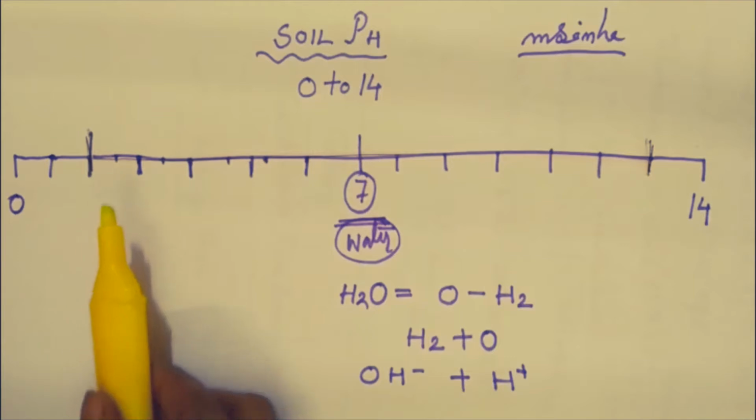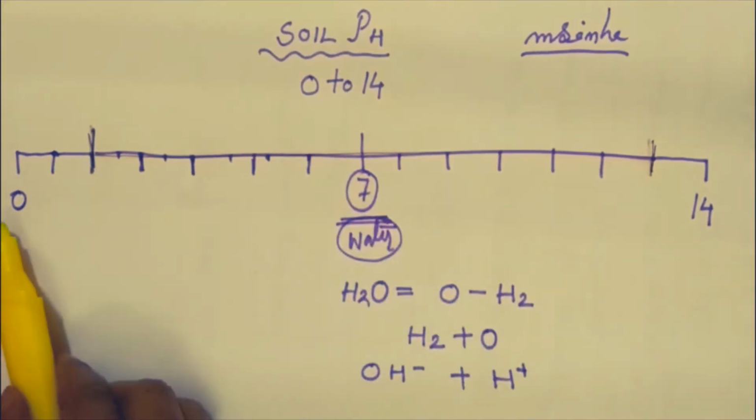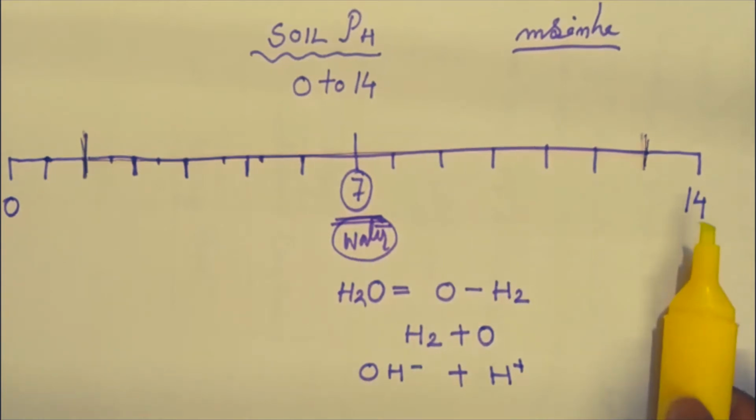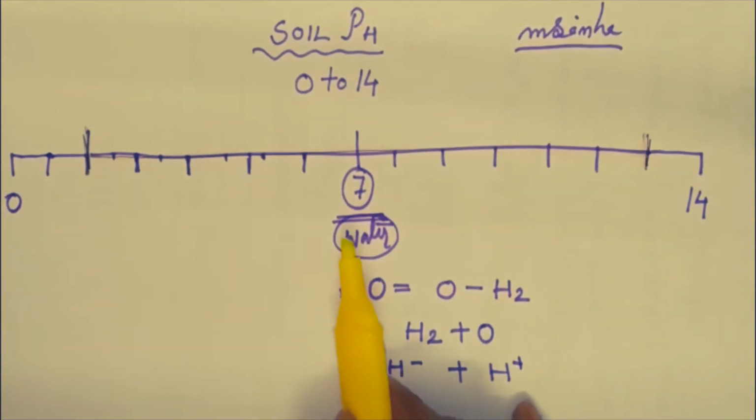Normally the pH scale goes from 0 to 14. It's 0 on the extreme left-hand side and 14 on the extreme right-hand side. The middle point is the value of 7. 7 is neutral. That is the pH value of water.